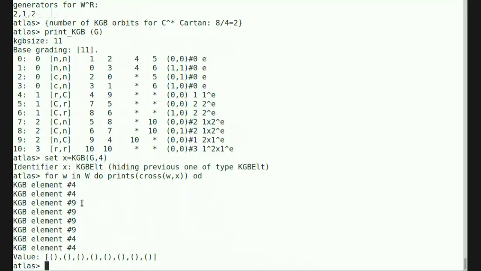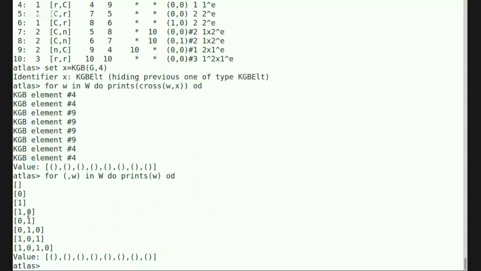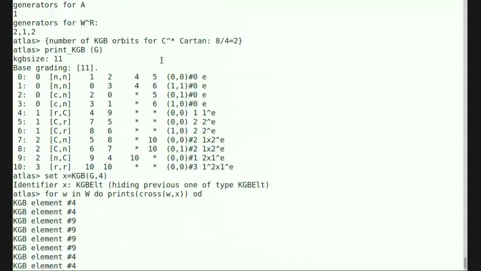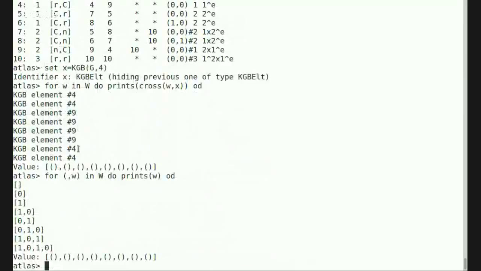So here are the 8 elements of the Weil group, and according to this calculation, the identity, 0, 1, 0, 1, and 1, 0, 1, 0 all stabilize element number 4. That is to say, the order of this stabilizer is 4, and it's those 4 elements. And then the other element in this orbit is 9, and its stabilizer has order 4 also.